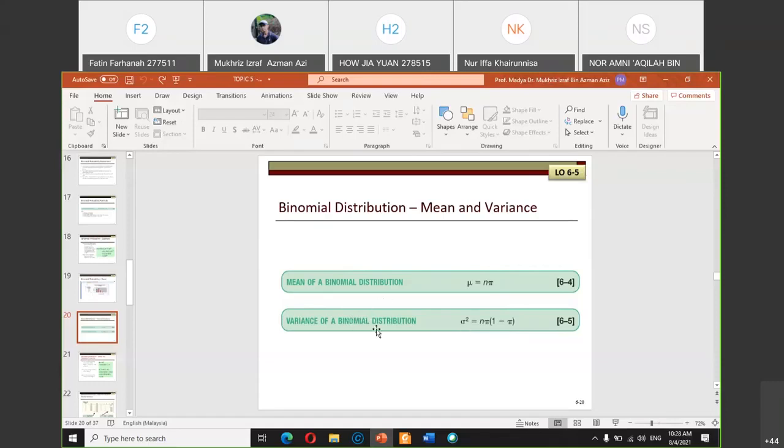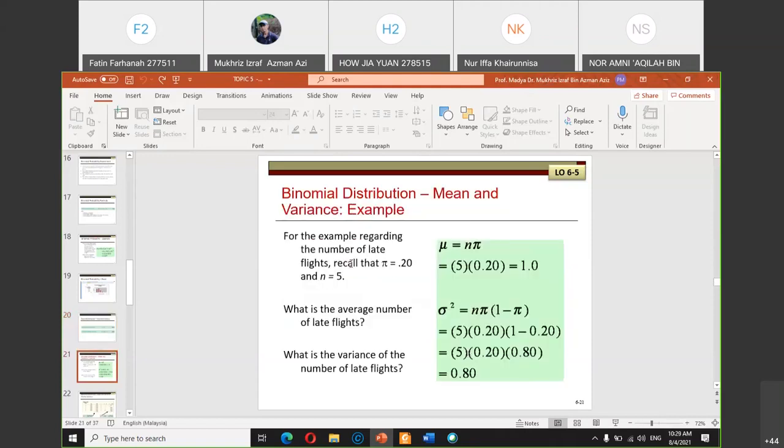If you want the standard deviation, you need to take the square root of this answer, because the variance is the square of the standard deviation. So for example, from the same example, the number of trials is 5 and pi is 0.2, so n times pi gives a mean of 1.0, meaning on average there is one flight arriving late. Whereas the variance will be 0.8: n pi (1 minus pi), 5 times 0.2 times 0.8.